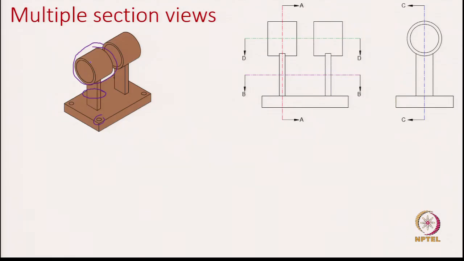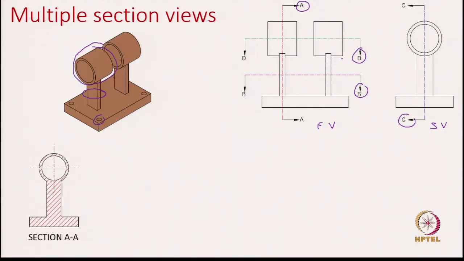So, for example, here I am capturing the front view and the side view, and as you can see, I have 4 different sections chosen. So, one is section AA, then BB, CC, DD. So, you can use multiple sections. The only difference is you need to label them uniquely, so that they are not confused. Okay. So, now let us look at this section AA.